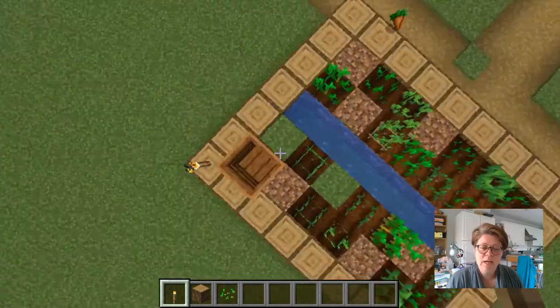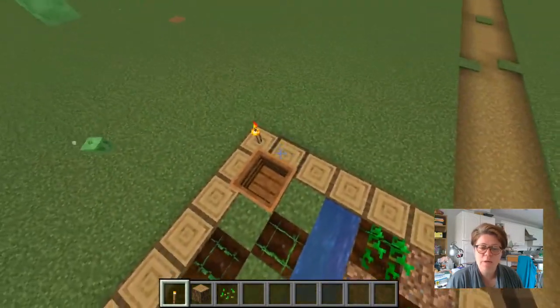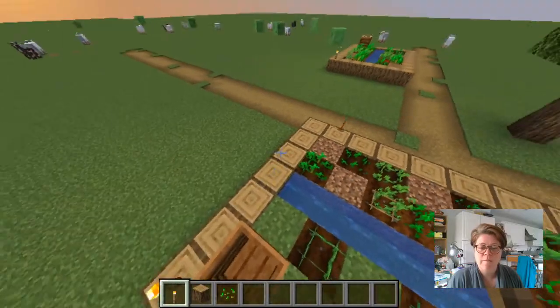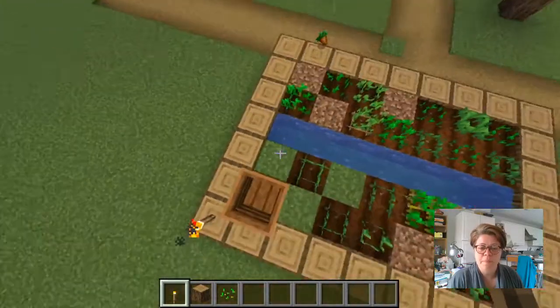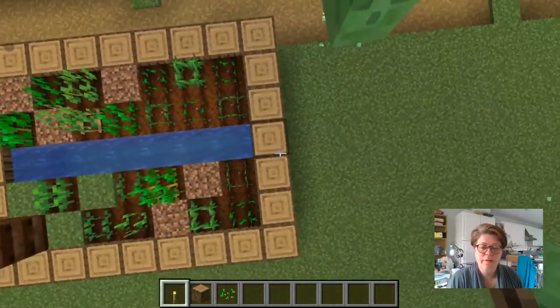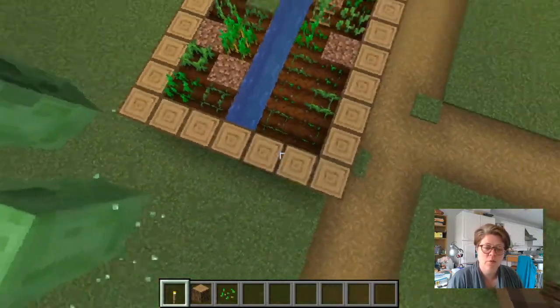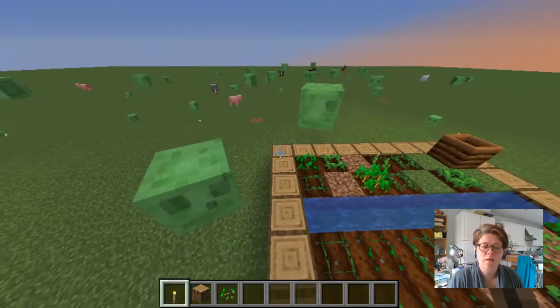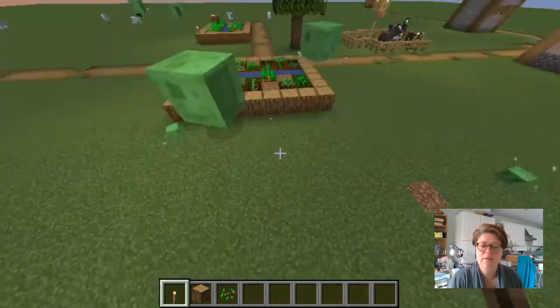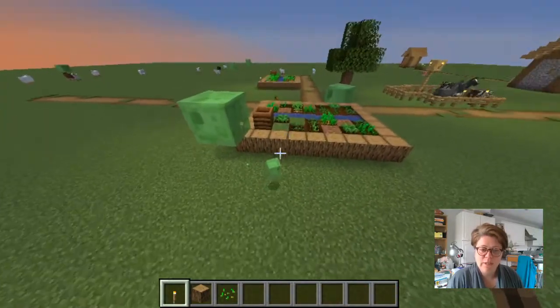So if I were to add this side with the torch, 1, 2, 3, 4, 5, 6, 7. I've got another 7 over here, haven't I? Okay, 1, 2, 3, 4, 5, 6, 7. 7 add 7 is 14, isn't it?